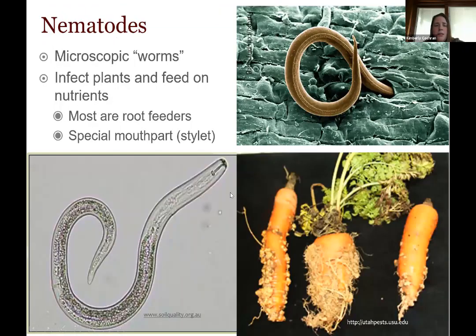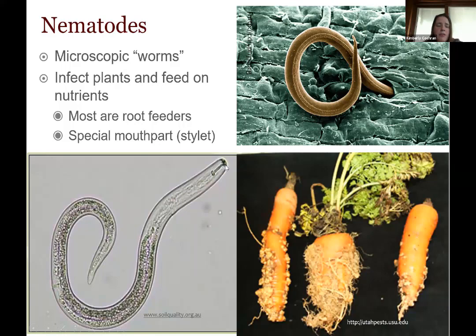All right, on to nematodes. So these are microscopic worms, and only some of them are plant pathogenic. There are a lot of nematodes out there that do not infect plants, and in terms of knowing if one is a plant pathogenic nematode or not, that is something that a pathologist like myself determines under a microscope. And we look for this special little mouth part called a stylet.